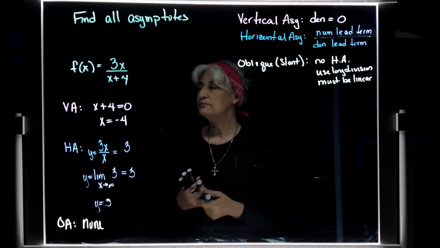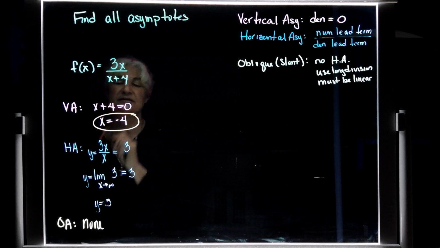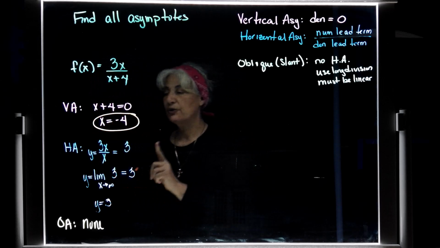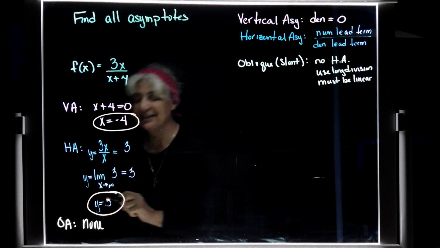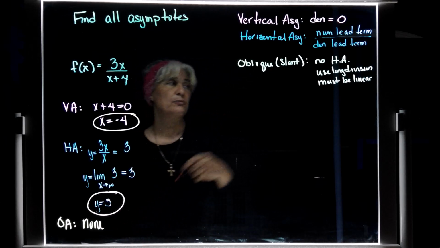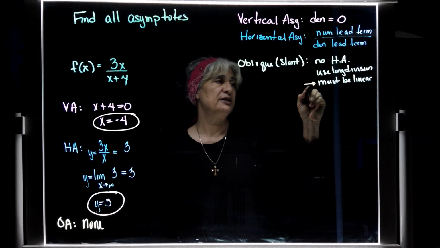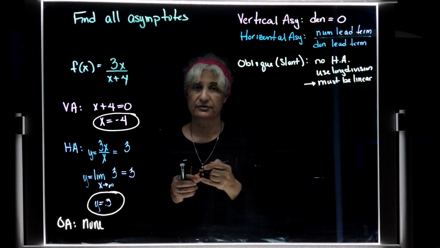So, your vertical asymptote is a vertical line, x equals negative 4. Your horizontal asymptote is a horizontal line of y equals 3, and there's no oblique asymptote. Remember what I said, it must be linear. These two are linear, this one's also linear.